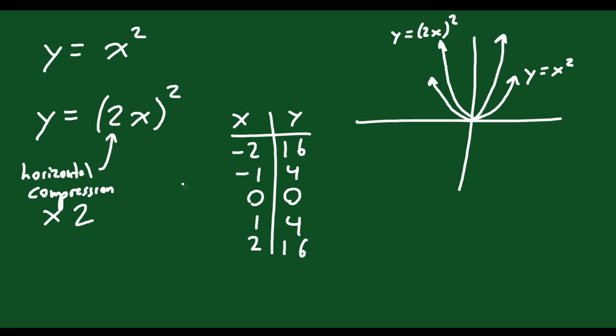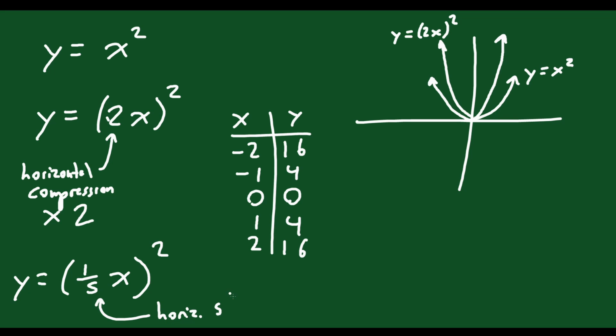Okay? And of course, you could have a number that's less than 1, like y is equal to 1/5 x squared. So the number on the inside is less than 1, like a fifth. That's what I would call a horizontal stretch by a factor of a fifth. And so horizontal stretch by a factor of a fifth, that would make it something like this. So that's y equals 1/5 x squared.